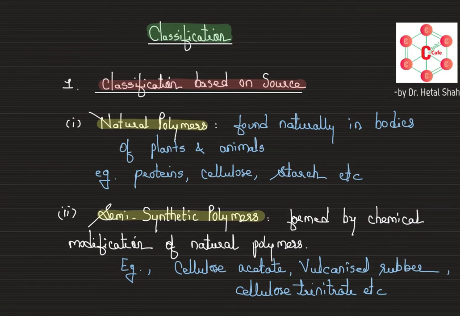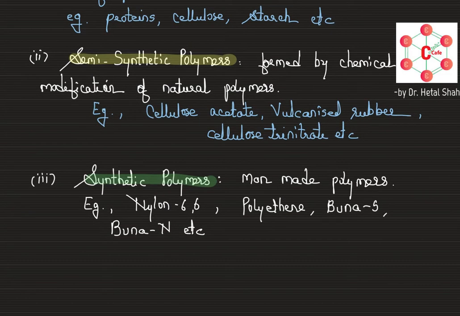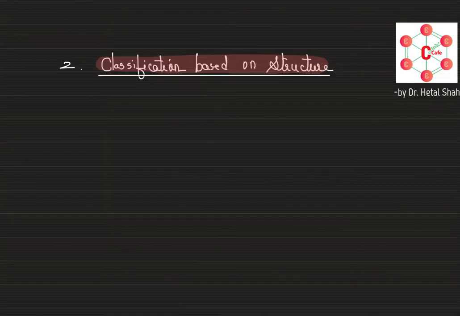So that was the first category, classification based on source. Based on source, there can be 3 different types of polymers. So here we have used different ways by which we can classify polymers. The first method we use is classification based on the source of polymer, in which we have natural polymers, semi-synthetic polymers, and synthetic polymers. Okay, the second classification is classification based on structure of polymers. In this case, you have polymers divided into 3 categories.